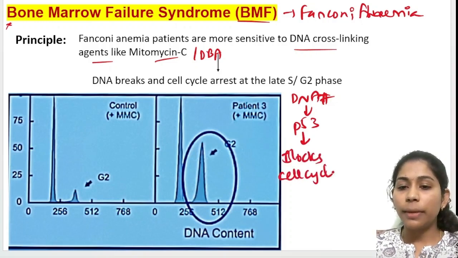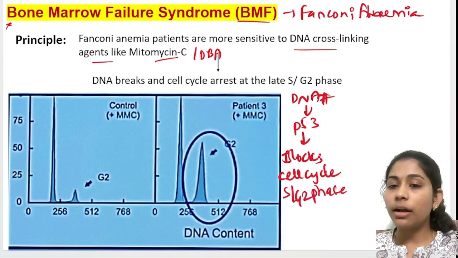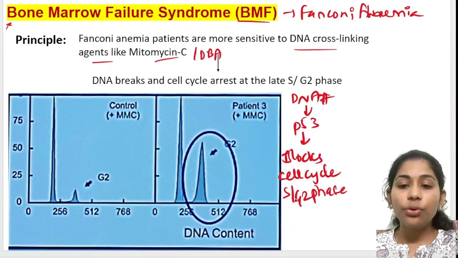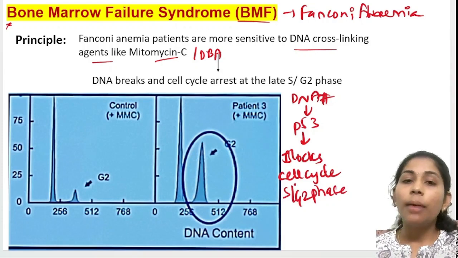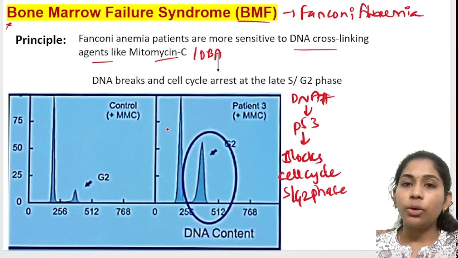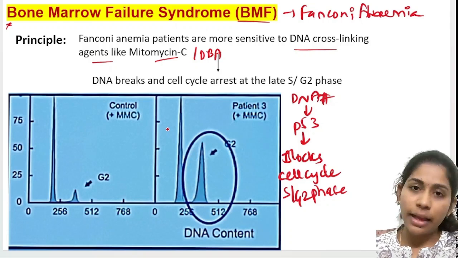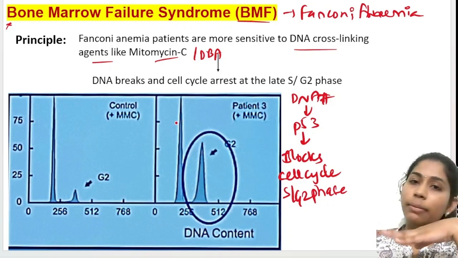This is all there in general pathology. Okay. So this P53 blocks the cell cycle. At what stage? S and G2 phase. That is the phase where this P53 is guarding, right? So in this phase, it will block the cell cycle. Why is it stopping the cell cycle? Because it needs to repair the DNA break. So in normal patients, when we add the mitomycin, there will be DNA breaks, and the P53 is activated, and it will repair the DNA damage, and then the cell cycle will continue, right?